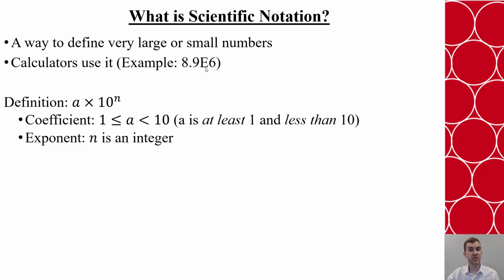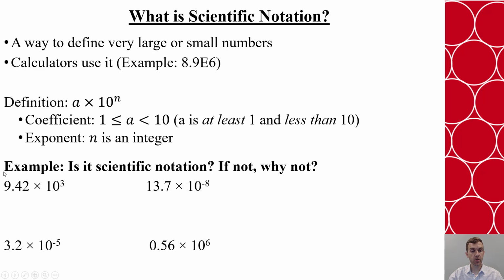When we write it in scientific notation, we're going to have a coefficient times 10 raised to some integer. The key to remember is that our coefficient has to be between 1 and 10. So if I look at these four examples, and I want to know, is it in scientific notation? This first one, my coefficient is between 1 and 10, and that's an integer exponent, so yes. My second one, 13 and 7/10 is not between 1 and 10, so no, that is not scientific notation. My third one here, 3 and 2/10, that's a coefficient between 1 and 10, and -5 is an integer, so yes. Here, 56/100 is not between 1 and 10, so no, this is not scientific notation.